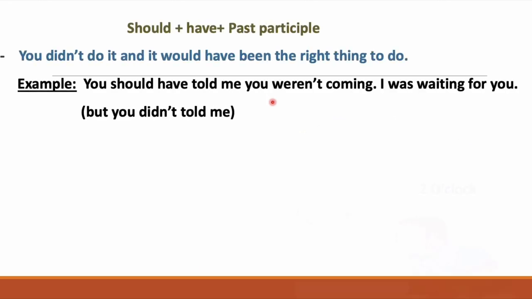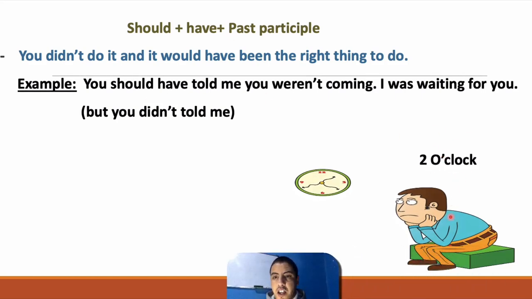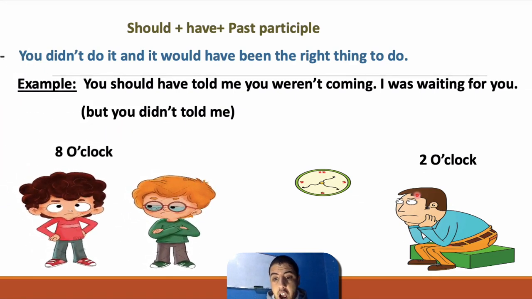Another example is, let's suppose that at 2 o'clock I have a meeting with my friend. I'm going to see my friend, or I have a rendezvous with my friend. So I'm waiting for my friend. My friend didn't come. At 3 o'clock, I'm still waiting, but my friend didn't come yet. Then at 8 o'clock, I met my friend by chance.